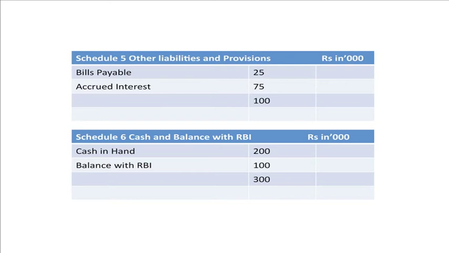Here bills payable is 25 and accrued interest is 75, aggregating as 100. Schedule 6 is cash and balance with RBI. Cash in hand, that was the first item of our question. Here we have written 200 and balance with RBI is 100. So, schedule 6 total is 300.